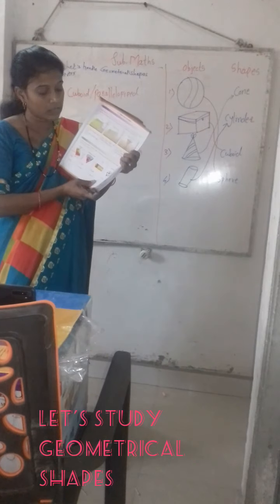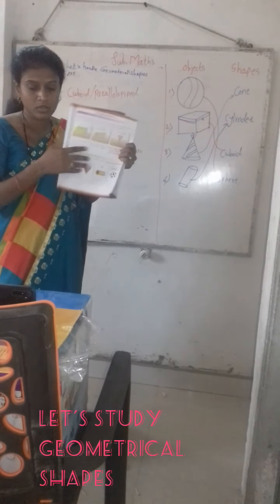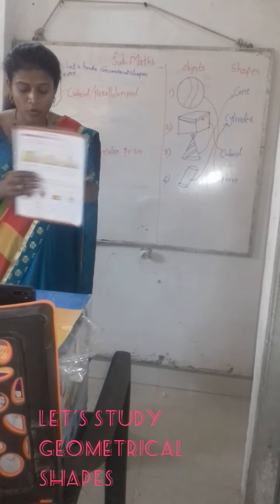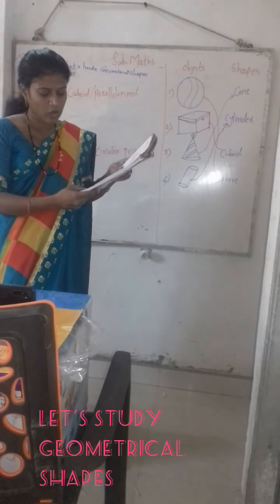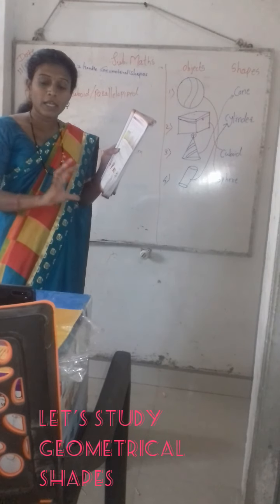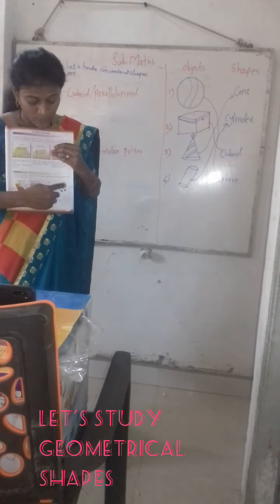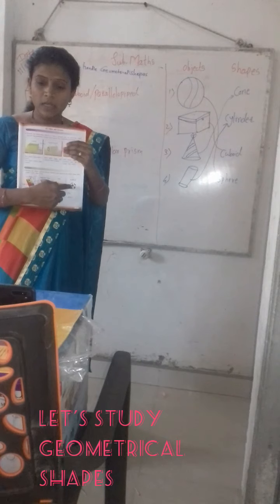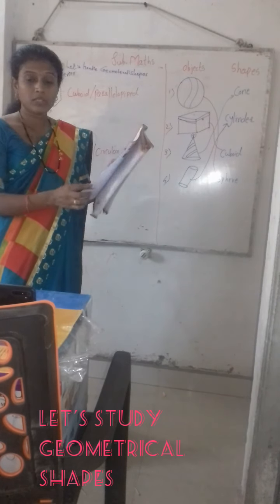And our last figure is a football. Does it have edges and corners? No, it has no edges and no corners. It is like a sphere. Lastly, we will study a game.